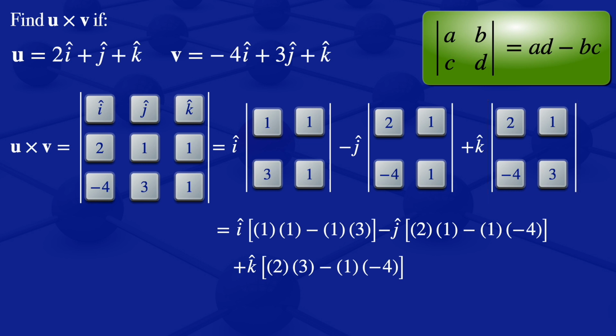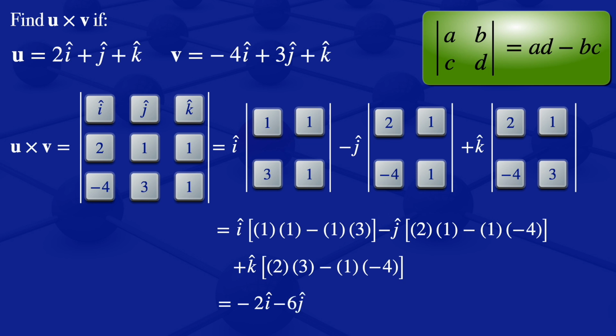So the next step now is to simplify what we have there. If you look at what is in the square brackets here, that's 1 times 1 minus 1 times 3, which is just 1 minus 3, which gives us a -2. So we'd have -2i. Now on this part, looking at what is in the square brackets is 2 times 1 minus 1 times -4. So that will give us 2 plus 4, which gives us a 6. But we have a minus sign here, so it will be minus 6j.